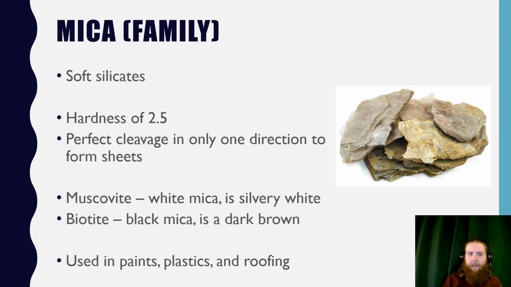Mica is another family of our silicates. They're very soft. They have a hardness of around 2.5 to 3. They form perfect cleavage in only one direction. As you can see from the sample here, there's some thin sheets that it looks like you could peel off there. Muscovite is very white mica. It's silvery white. Biotite is a very dark mica. It's a dark brown or black. And these are used in paints and plastics and roofing.